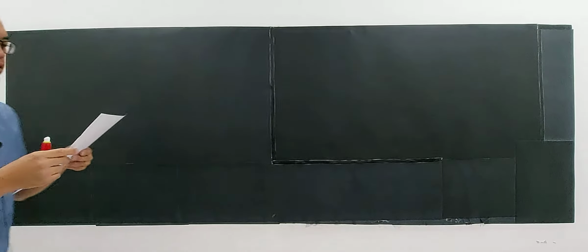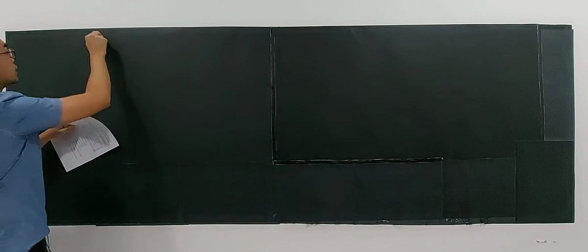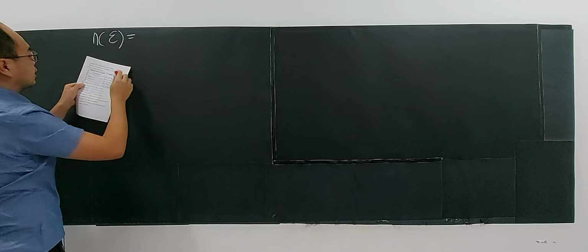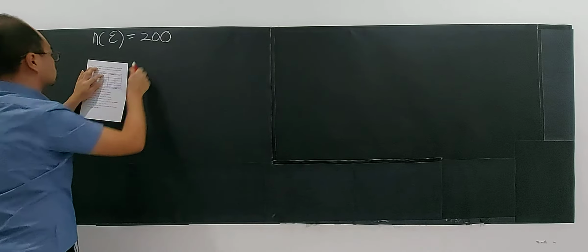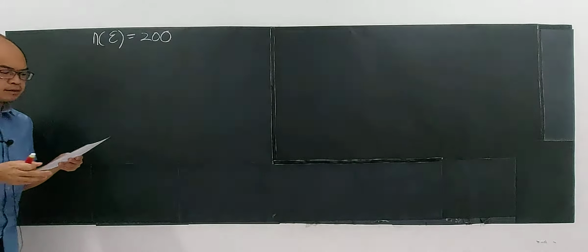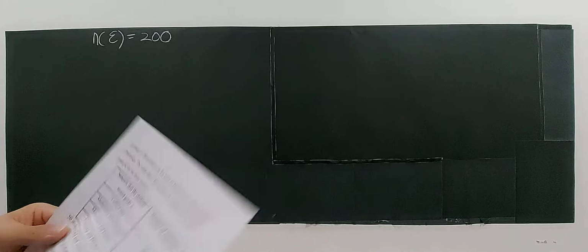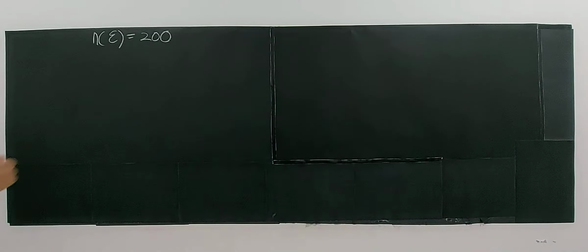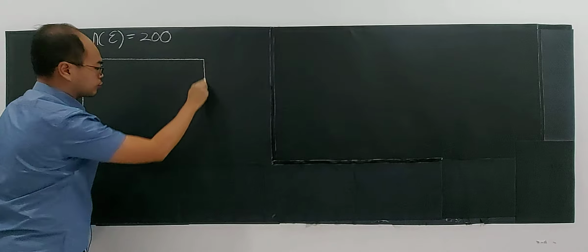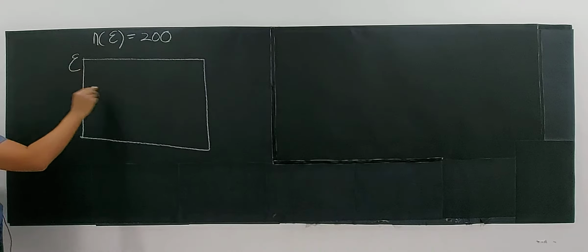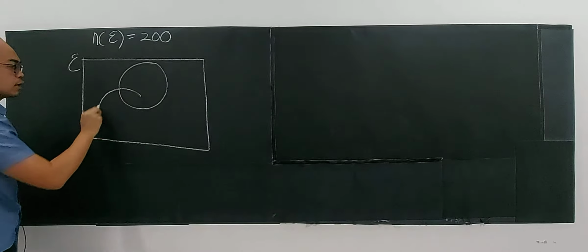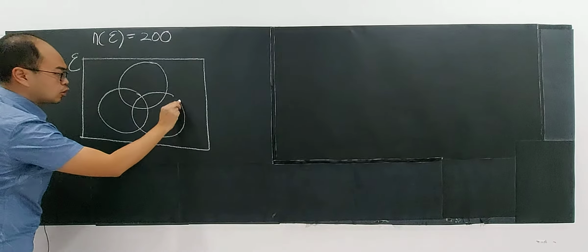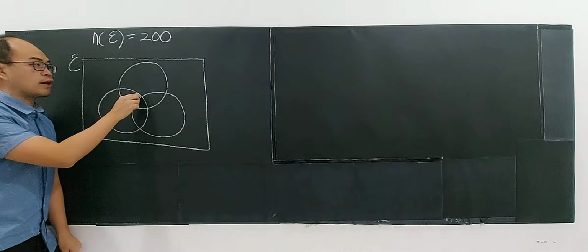Alright, let's see how I want to construct the Venn diagram. A group of 200 students sat for the test, so the total is the universal set, which is 200 students, for mathematics, physics, and chemistry. Based on the information given, I can construct a Venn diagram with a universal set, consisting of 3 subjects, scoring A in these 3 subjects.